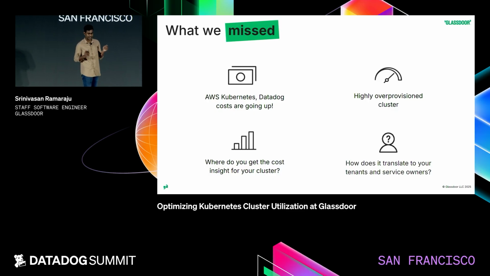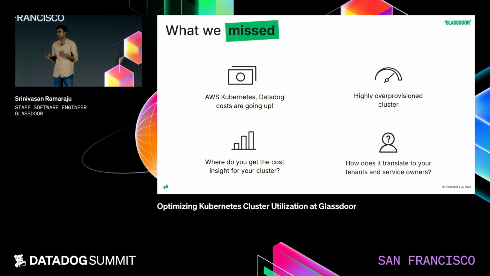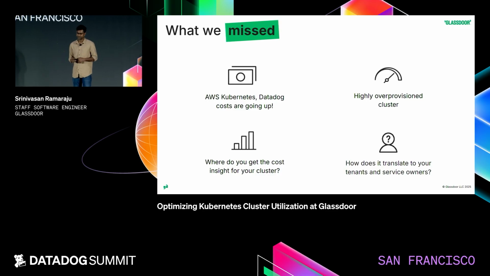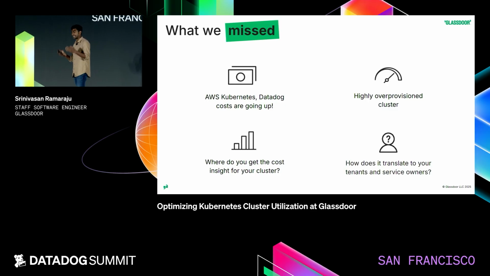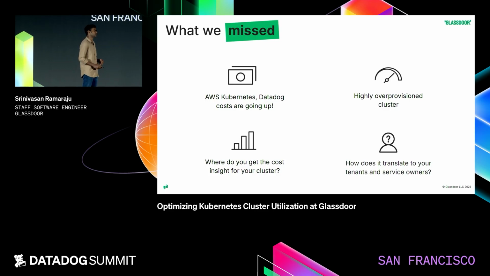Yes, our AWS Kubernetes and Datadog cost was going up. We started seeing the number of nodes in our cluster increasing. We did not find a good way to know where these costs were coming from. Why is our cluster size increasing? Nor did we have a way to translate those costs back to our service owners and tenants who are using our infrastructure. One thing was clear, our cluster was highly over-provisioned and not utilized as much as we would like to have.